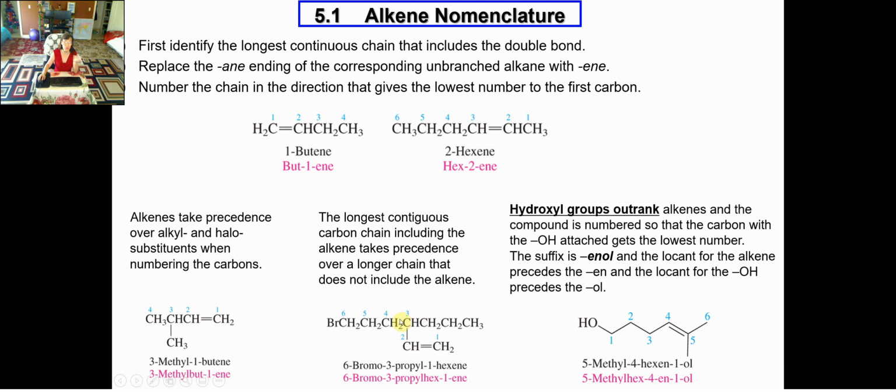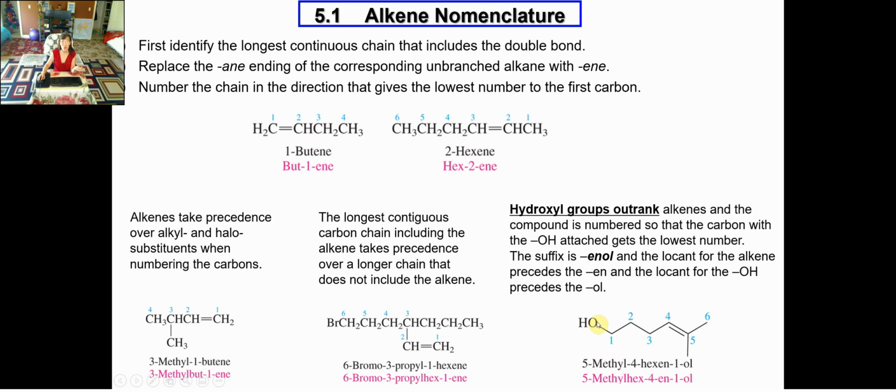So 6 is your bromo, 3 you have your propyl. How do you name the bromo and propyl? Based on alphabetical order. Bromo comes first, followed by propyl. So this compound you call 6-bromo-3-propylhexene. The number 1 you don't have to identify, but you can. So 6-bromo-3-propyl-1-hexene.